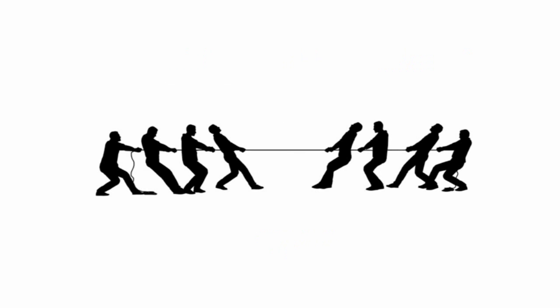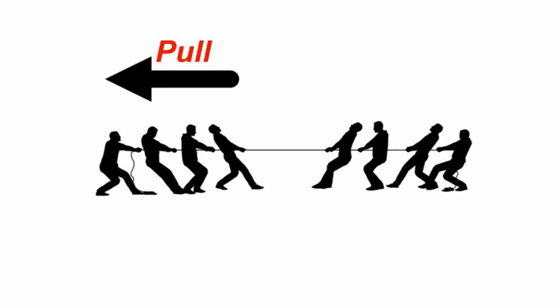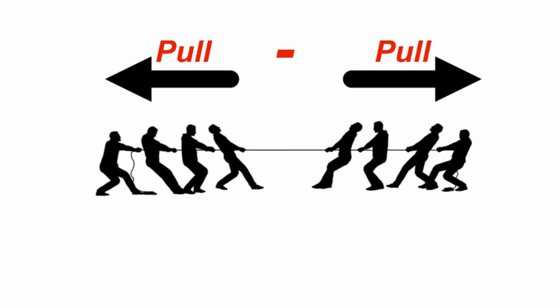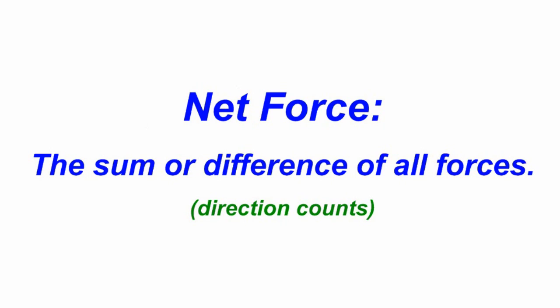Let's take a look at another example. Here we have two groups of men in a tug of war. The men on the left are pulling to the left. The men on the right are pulling to the right. Now, because these forces are in opposite directions, they're actually going to subtract from one another. And because it looks like they're about the same magnitude, the total force is going to be zero and nobody's going to move. We call this the net force.